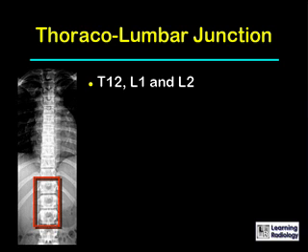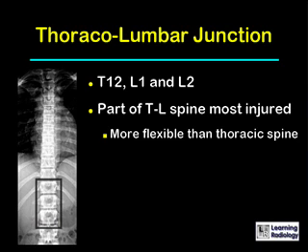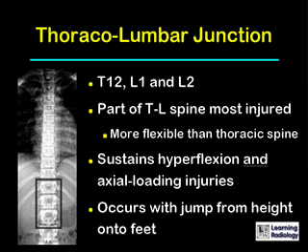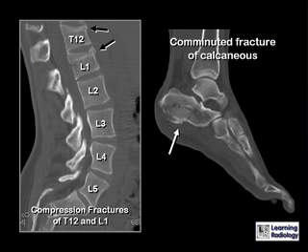The thoraco-lumbar junction is defined as T12, L1, and L2. Mechanically, it is different from the remainder of the thoracic spine because it's more flexible than the fixed kyphosis of the thoracic spine, and it is the portion of the thoraco-lumbar spine that is most injured in traumatic injuries. It sustains both hyperflexion and axial loading injuries, which usually occur with a jump from a height onto the feet.